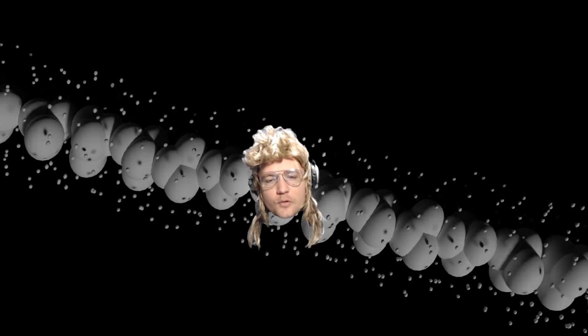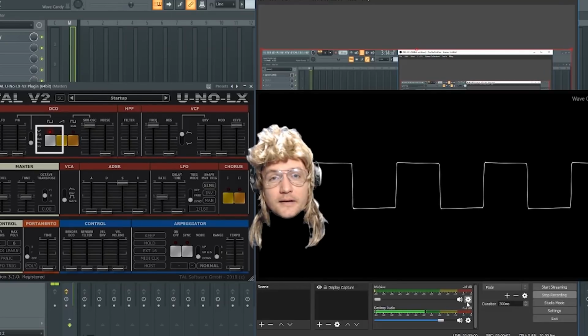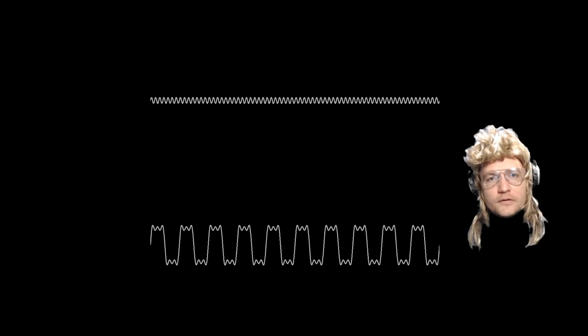So, is a square wave really possible, or is it just an illusion? It sounds like a square. Is it really a square? No. Is it possible to do a square? No. What is a square wave? Well, a square wave is just a pile of sine waves at different frequencies.